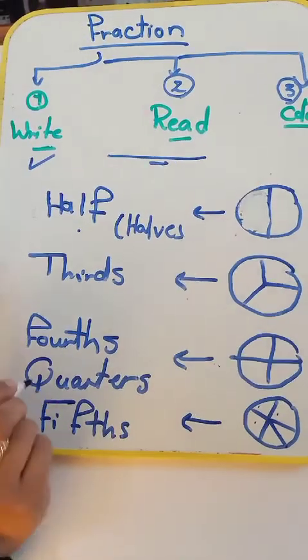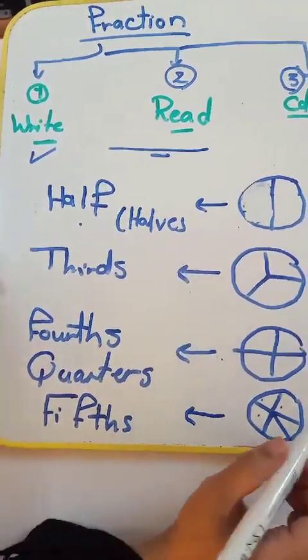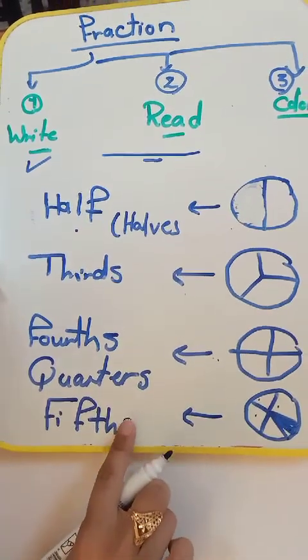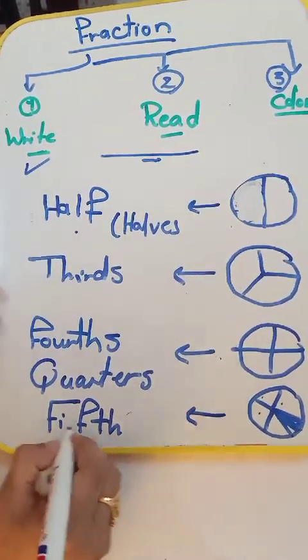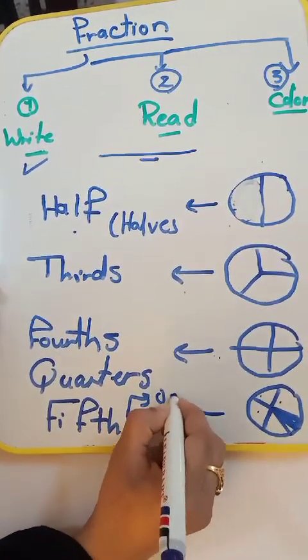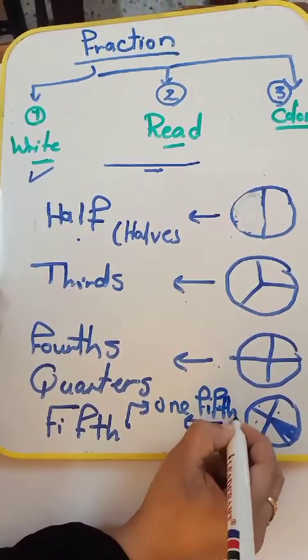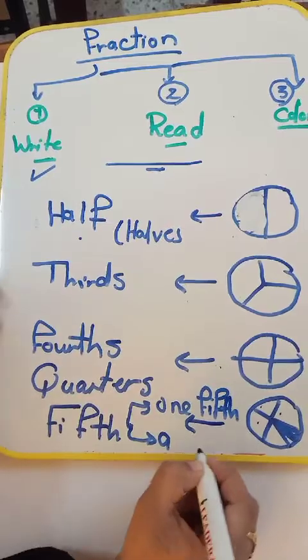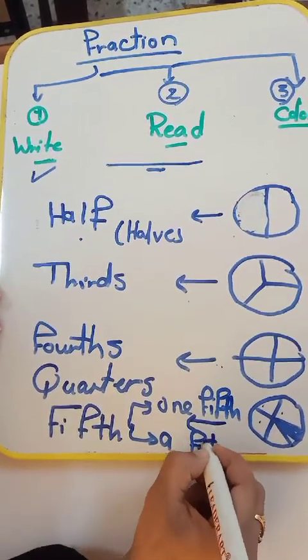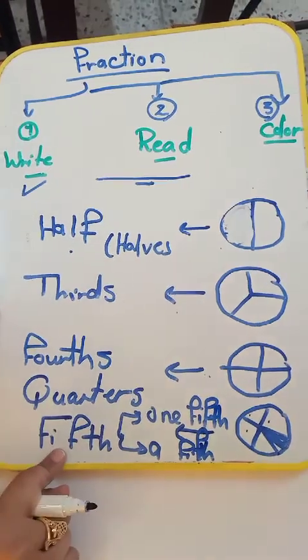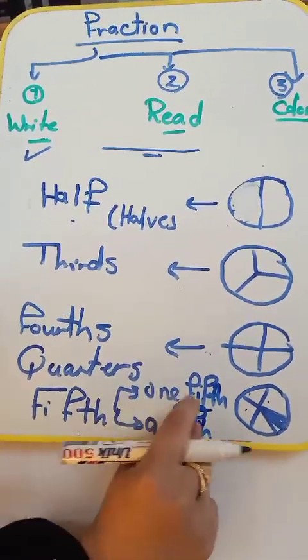This is 4 parts, this is fifths, okay? But if I color one part only, this is called a fifth or 1/5. We have the same meaning: fifth, a fifth, or 1/5.